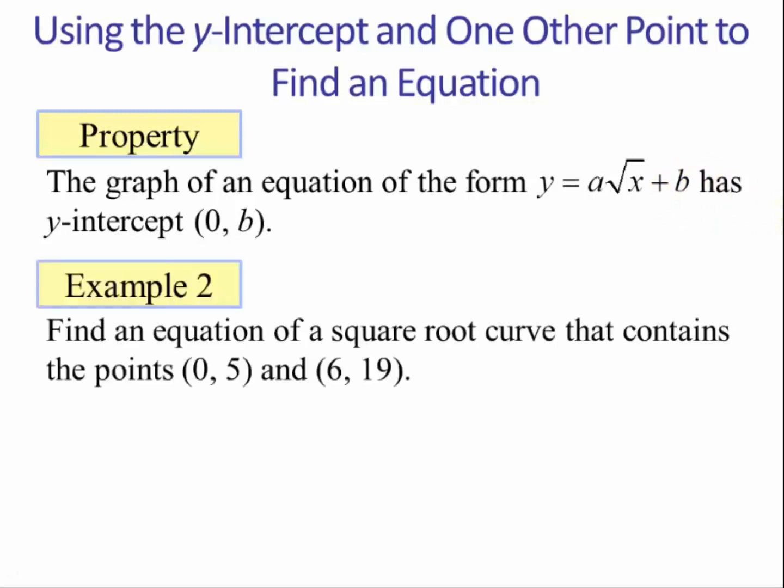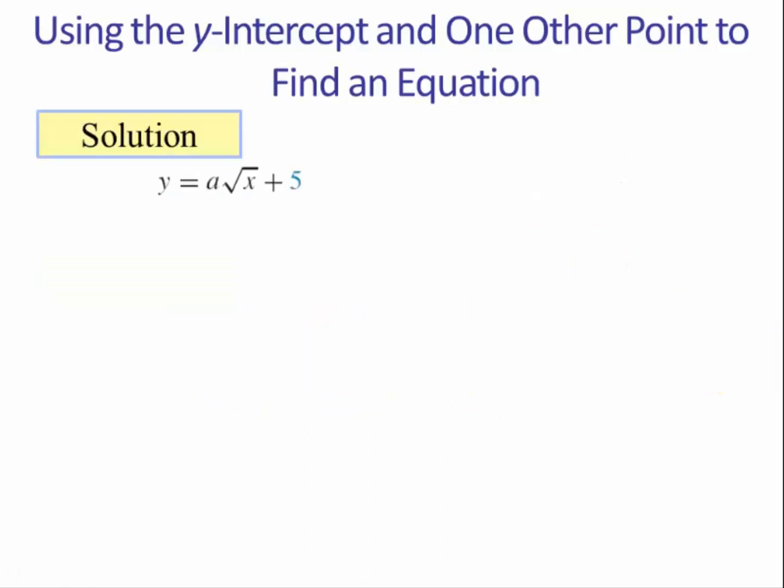Example 2. Find the equation of the square root curve that contains the points (0, 5) and (6, 19). Because this is (0, 5), that means b is 5, and our y-intercept is 5. So we already have one of the variables. Now we need to find a, and we're going to use this point. So we have y equals a times square root of x plus 5.